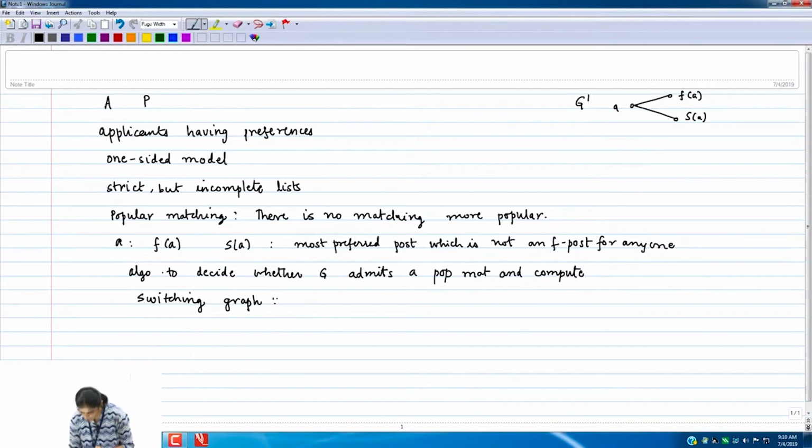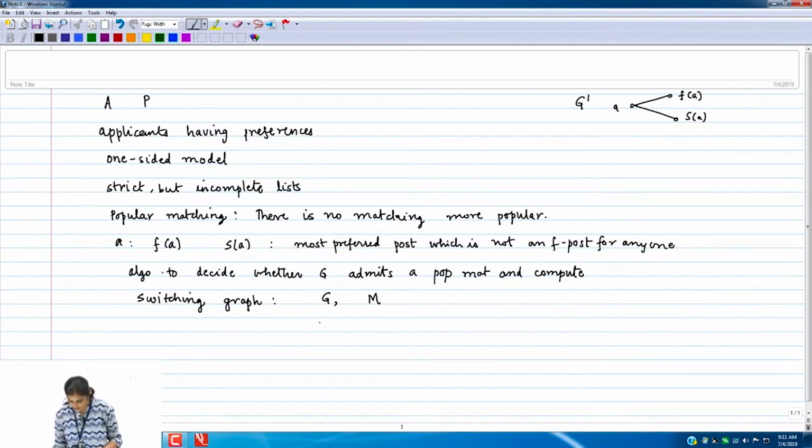So, can somebody recall what are the inputs required for us to even construct the switching graph? A matching, but any matching will do? A popular matching. So, we would like the instance G, but using the instance G alone we cannot construct it, we need a popular matching M, and we spoke about that because the popular matching must match every applicant, and remember some applicants may have been matched to their last resort dummy post. We had also done a pre-processing that does not change the status of the instance, that is from admitting a popular matching to not admitting one, or vice versa, it does not change anything.